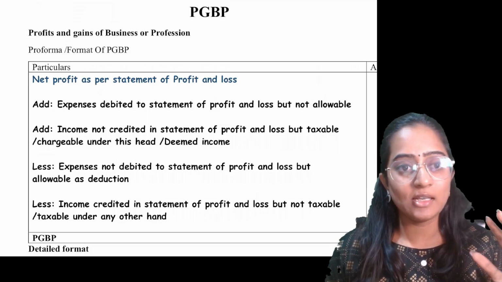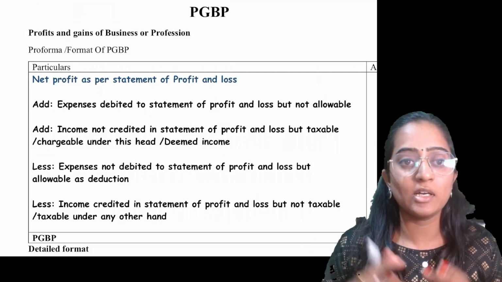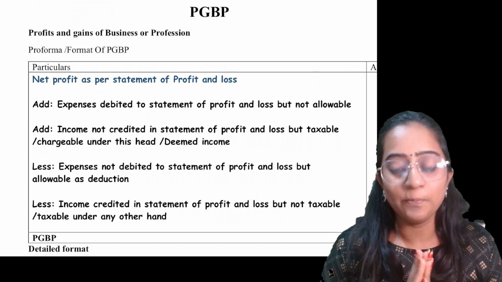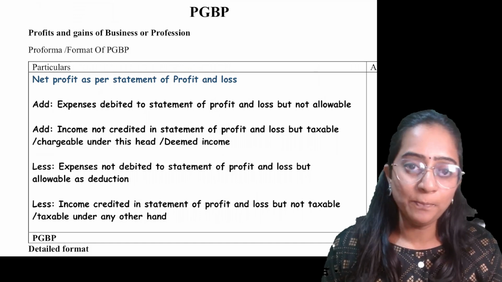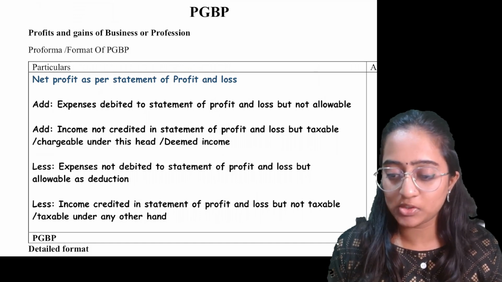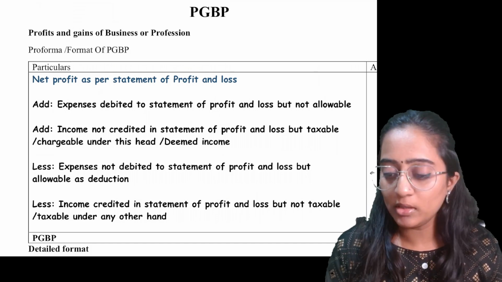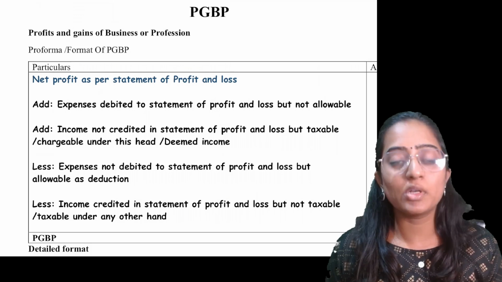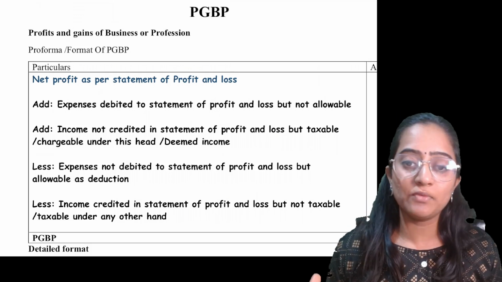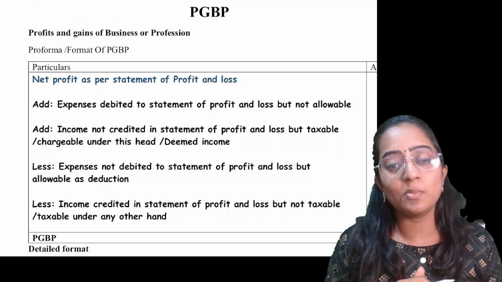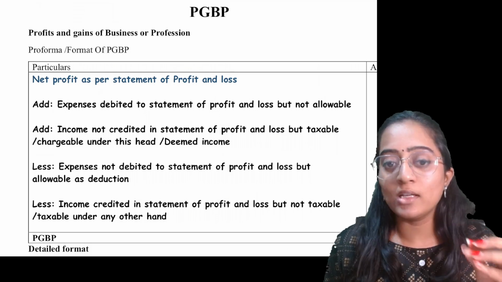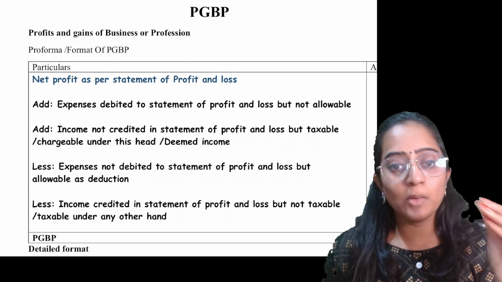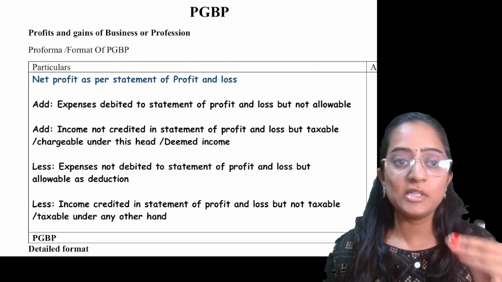In today's class, let's try to understand and make a revision of PGBP. In case of PGBP, profits and gains from business and profession, you need to understand one thing: whatever gains or profits you are getting either from business or profession would be taxable under the head PGBP. Only your business income, in short, would be taxable under the head PGBP.